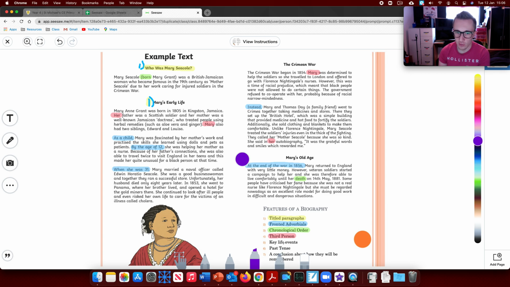Okay. Now we're going to go for key life events. So let's have a look for a little bit of purple there. So for key life events, let's have a look and see. So we've got her early life here. I would say travelling to London, that's quite important. When she got married, there. Obviously when she was born, it's quite important for her life, probably. When she was helping her mother as a nurse, because that then helped inform what she wanted to do later in life.